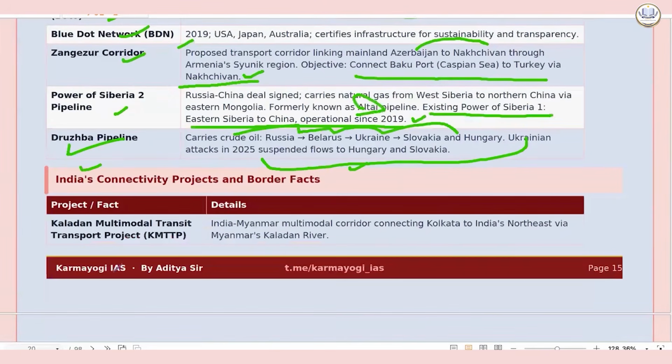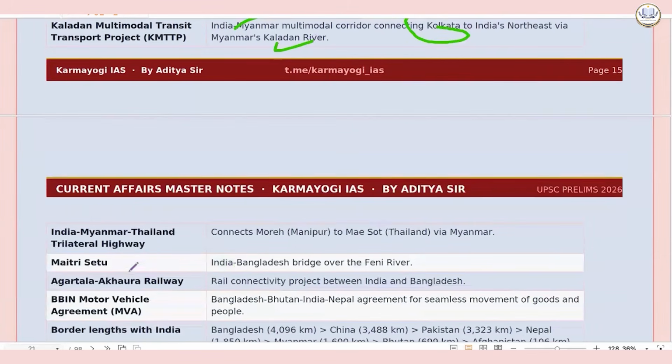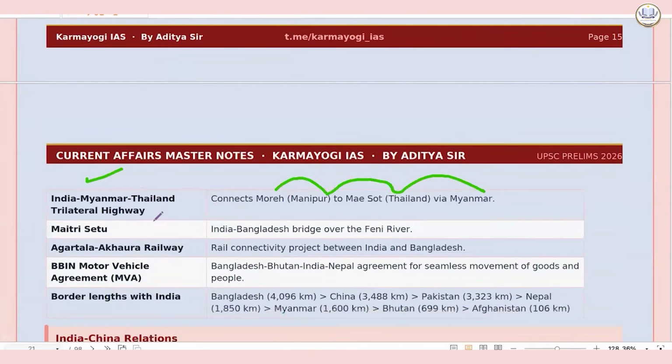We have India's connectivity projects like the Kaladan Multimodal Transit Transport Project. This is an India-Myanmar multimodal corridor connecting Kolkata to India's northeast via Myanmar's Kaladan river. And we have the India-Myanmar-Thailand Trilateral Highway, which connects Moreh, Manipur, to Mae Sot, Thailand, via Myanmar. We have Maitri Setu, the India-Bangladesh bridge over the Feni river.